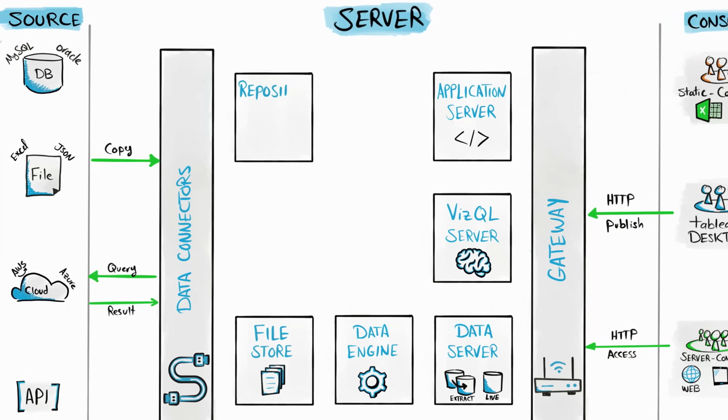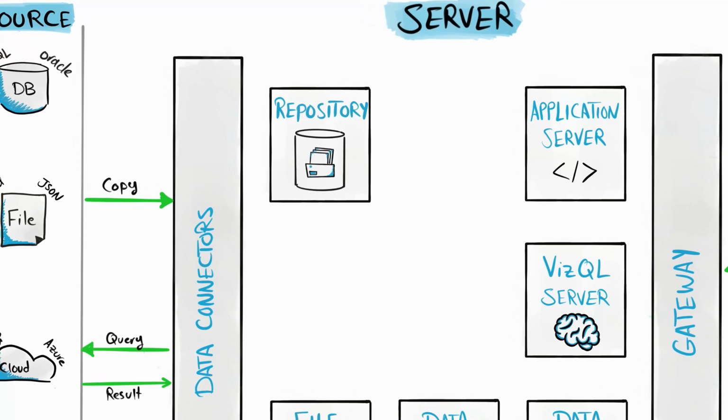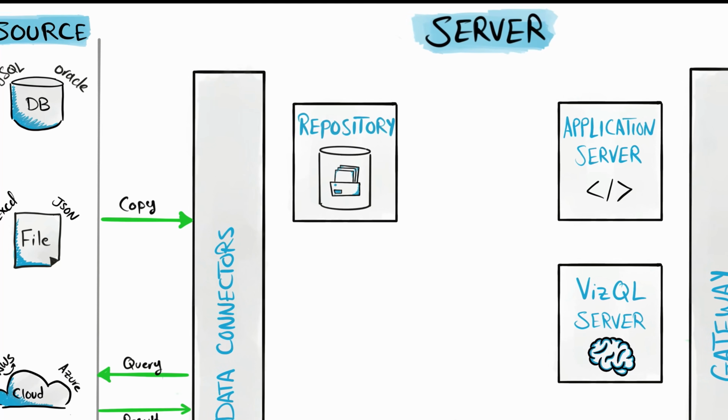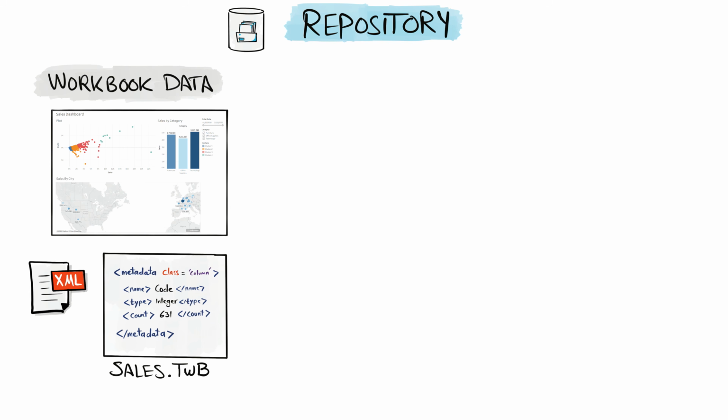Okay, the next component is the repository. As you might have already noticed, the repository was involved in every Tableau process. So let's talk about it. The repository stores many different types of data. For example, it's gonna store the workbooks that we publish to the server, but only the metadata part, not the data itself. So the XML files from the workbooks can be stored inside the repository.